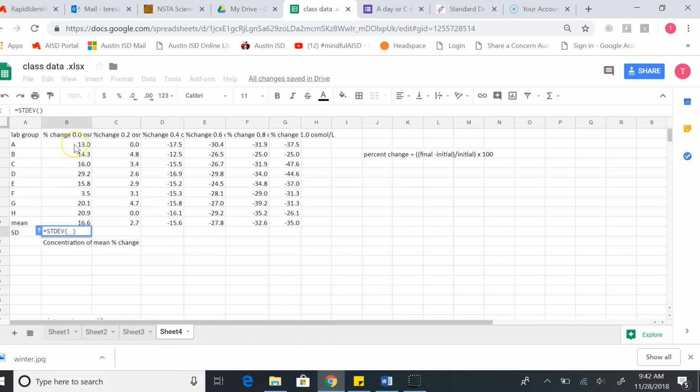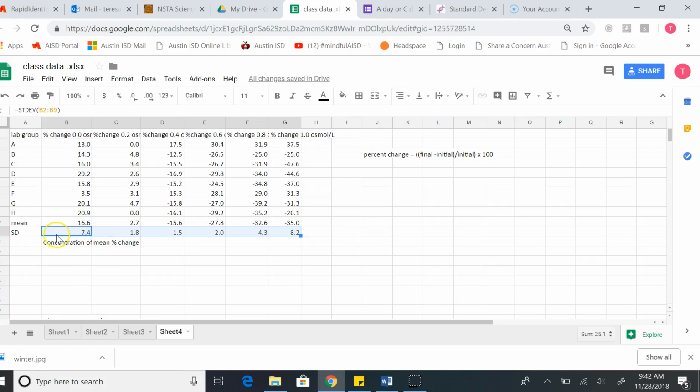And here I'm going to select the data that I want. So I'm going to select here to here. Now be really careful. You don't want to include your average in your standard deviation calculation. You want it to calculate standard deviation for your actual measured value. So don't get too crazy when you're selecting data. And there you go, I've got my standard deviation calculated. I can grab this little box and slide it over, and it will give me standard deviation for all of these.